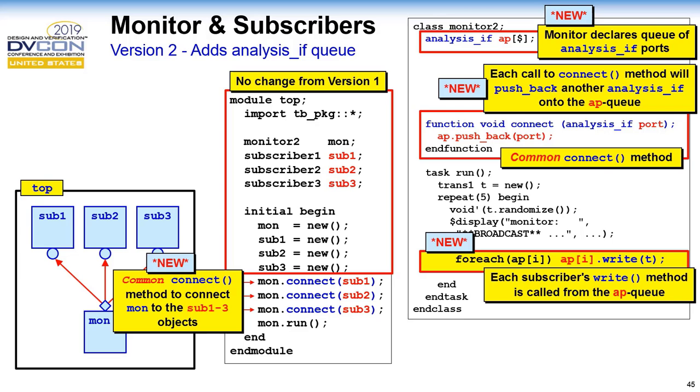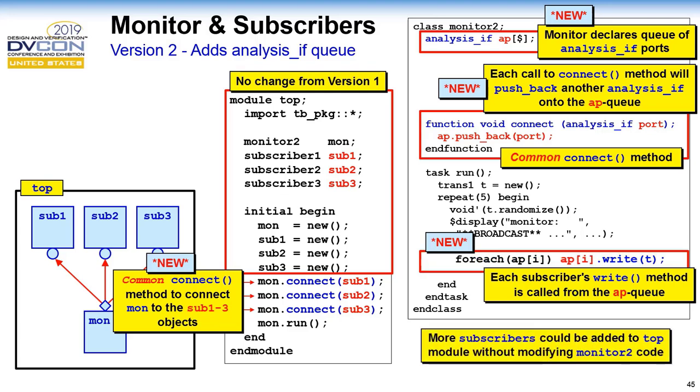Now remember, the analysis interface had a pure virtual write method, which means we know that every subscriber has to have a write method, and the prototype has to look exactly the same. So we can walk through all of the connected subscribers and execute their write methods. Basically, pass them the transaction, and they can decide what they want to do with it. Now I can put more subscribers on this monitor without modifying the monitor code at all. I can connect more at the top level.